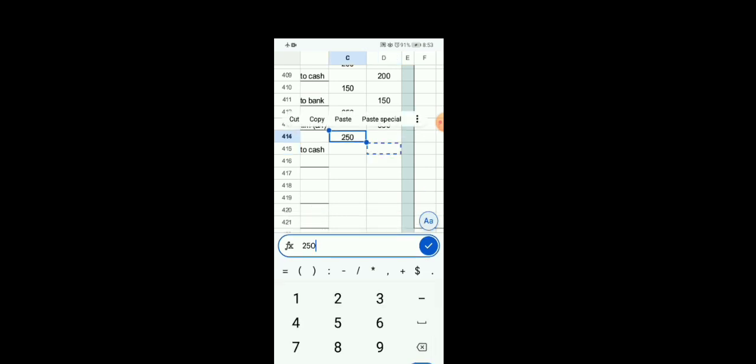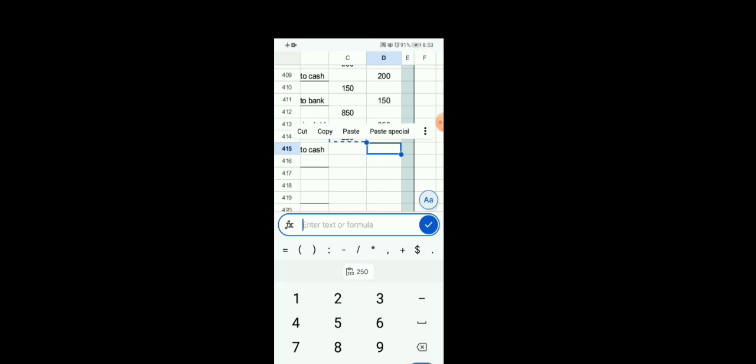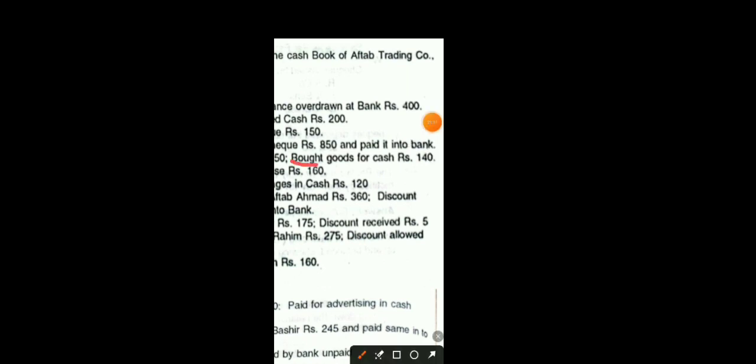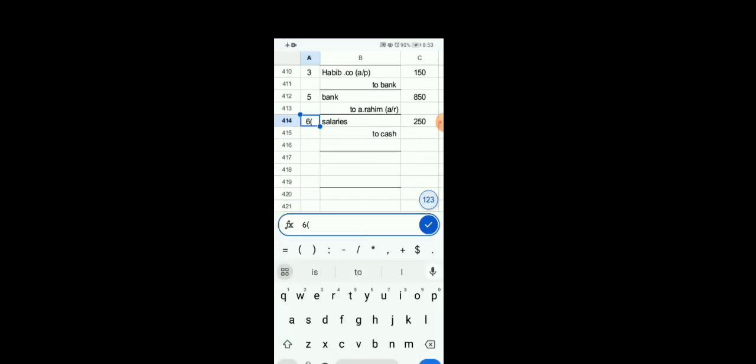This way you have completed your entry number 6. But I am looking, there is another part mentioned in the same entry, and that is bought goods for cash, same date. So what you will do, you will mention 6A in previous entry, and now mention the date as 6B over here, and we have bought goods for cash.